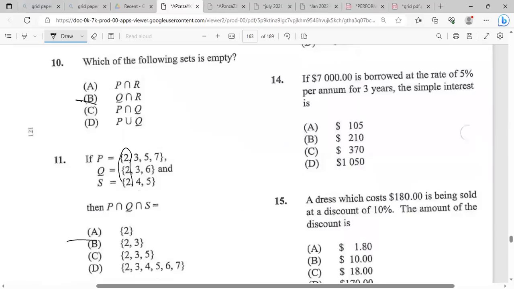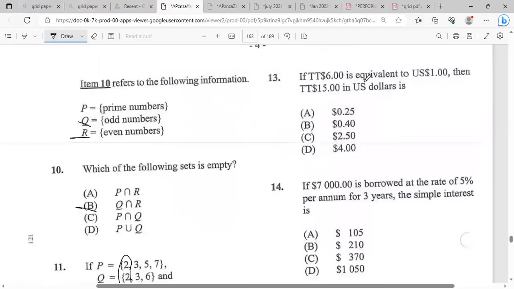Go up at top. If TT $6, big up everybody in Trinidad and Tobago, is equivalent to US $1, then TT $15 is, so it's going to be 15 divided by 6, which works out to 2.5, or $2.50.